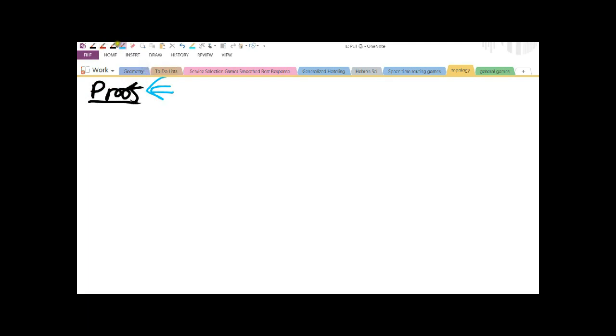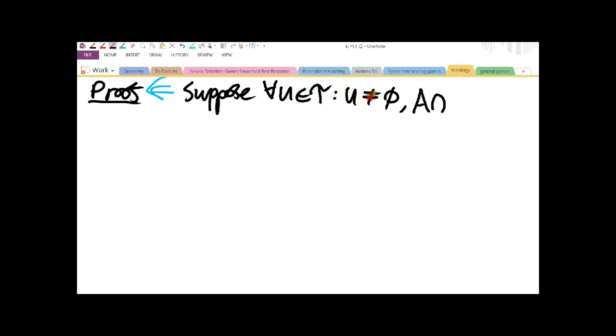So we're going to begin by supposing that for every non-empty open set, we have that the intersection of A with that open set is non-empty. And we're going to try and show that this implies that A is dense in X. So here goes. Let's consider two cases.